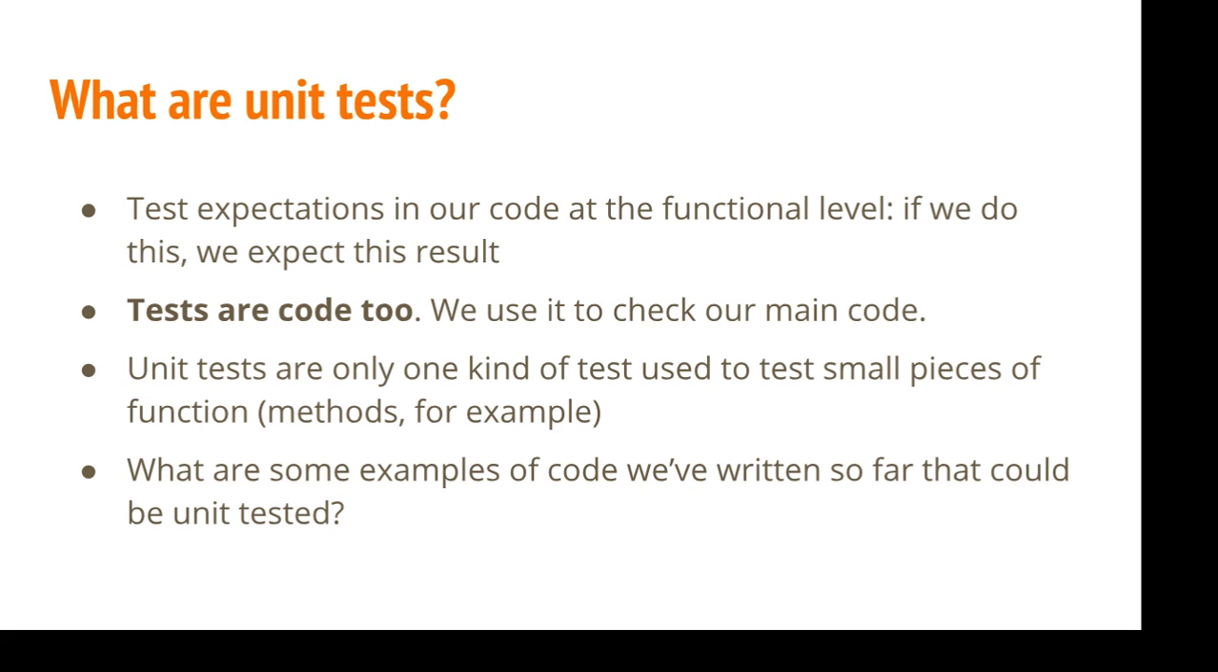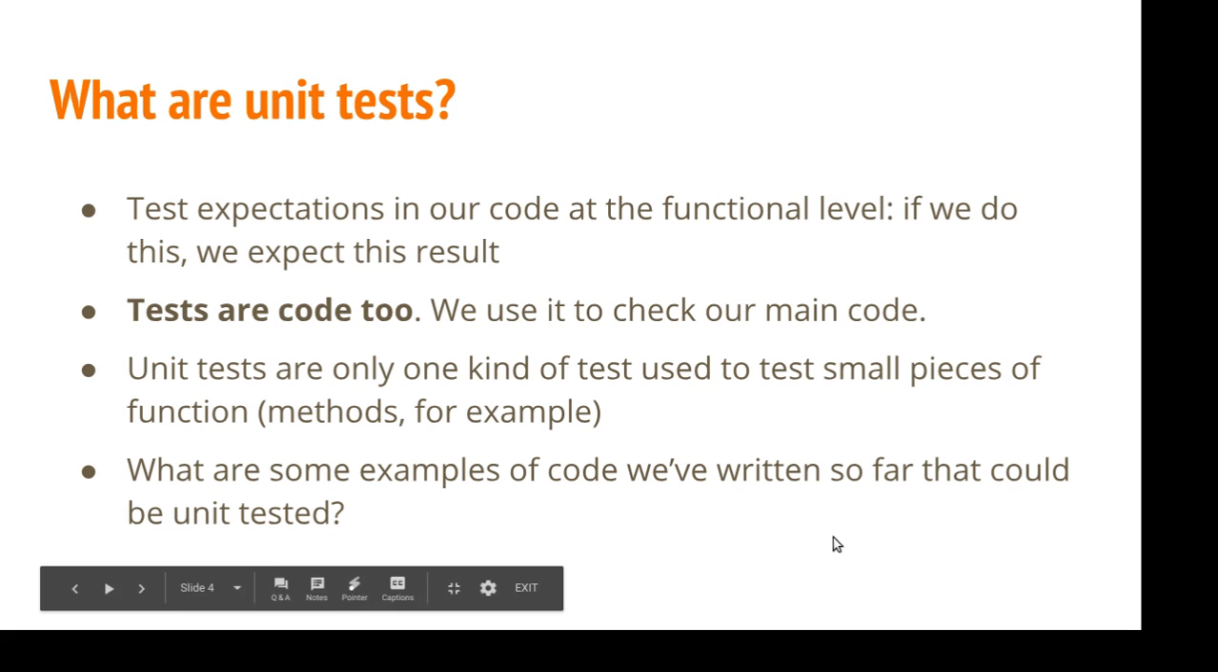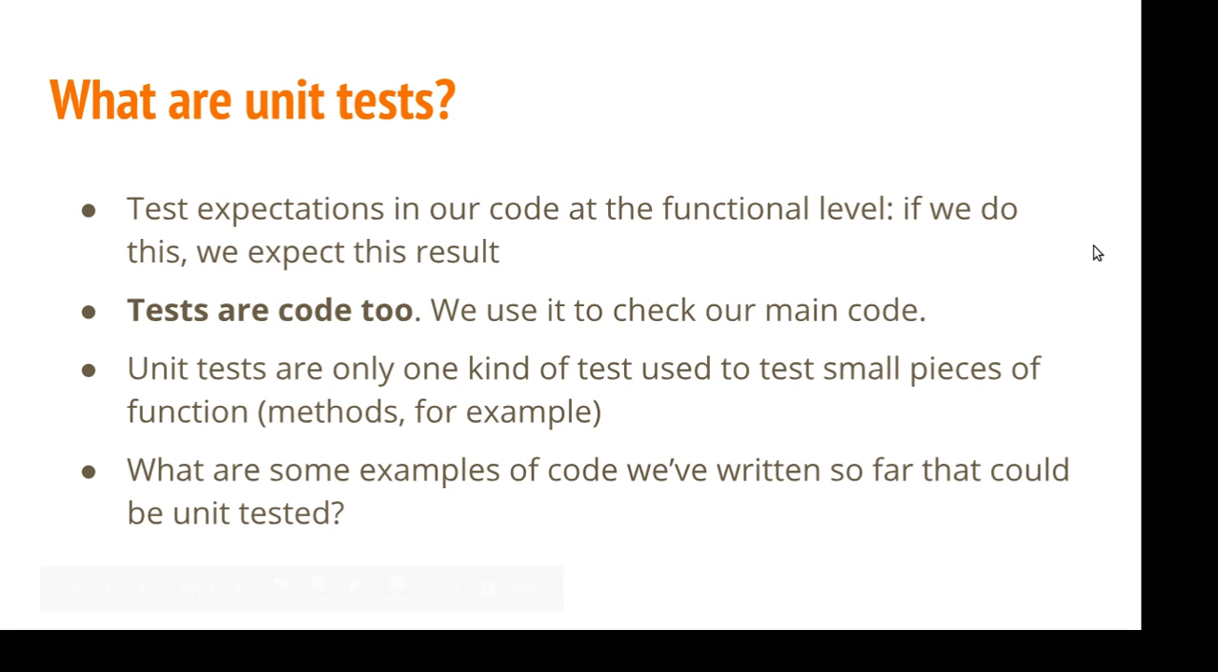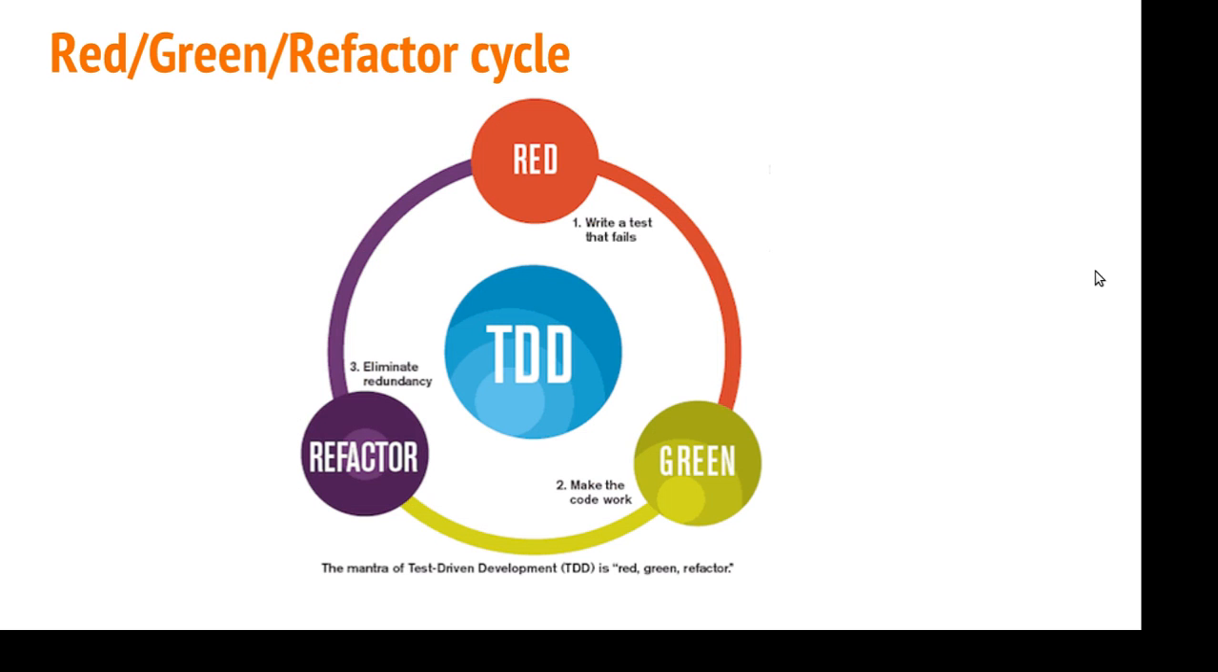And sometimes, though, we write bad tests, and we have to change them because the tests fail in times when they shouldn't fail, all right? And that's just a bit of an evolution. So unit tests are used to test really small pieces of function, like methods, okay? Very isolated things. And so any method we've written so far could be unit tested, okay? If it's well written, it could be unit tested.